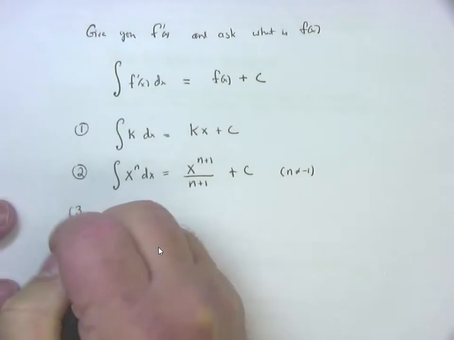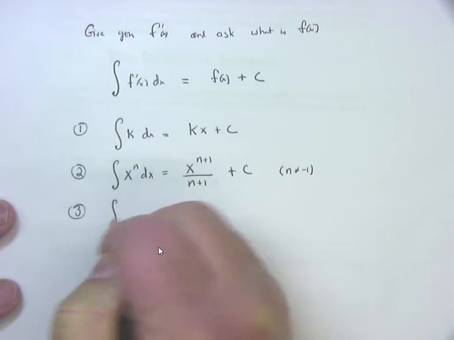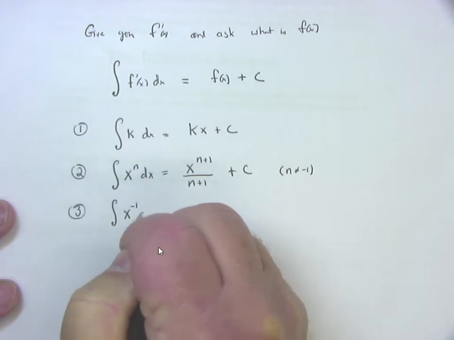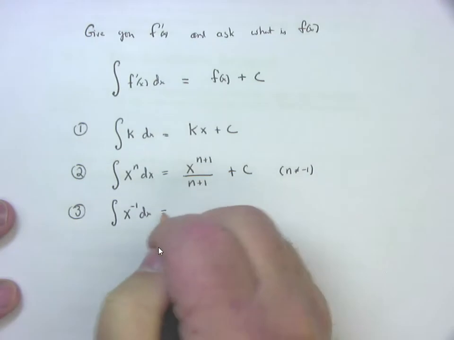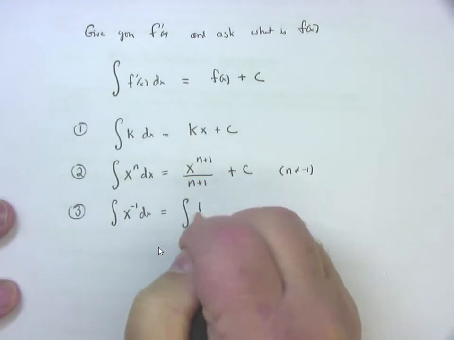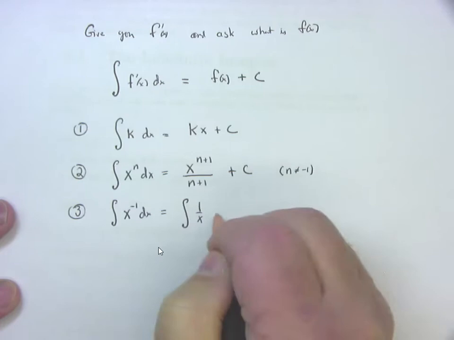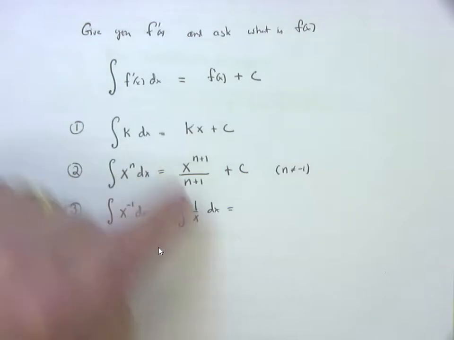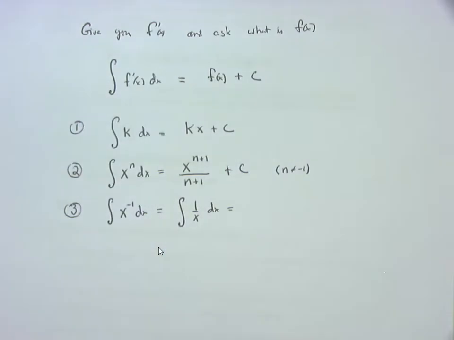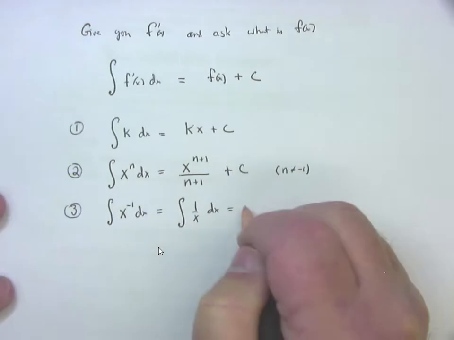Rule number 3 is this. The integral of x to the -1 dx. What happens when n actually equals -1? Well, that's the same thing as the integral of 1 over x dx, because a negative exponent puts it on the bottom. And remember, we're going in reverse. So here's your big idea. This is my derivative. What function, when I take its derivative, is 1 over x? You got it. Natural log.